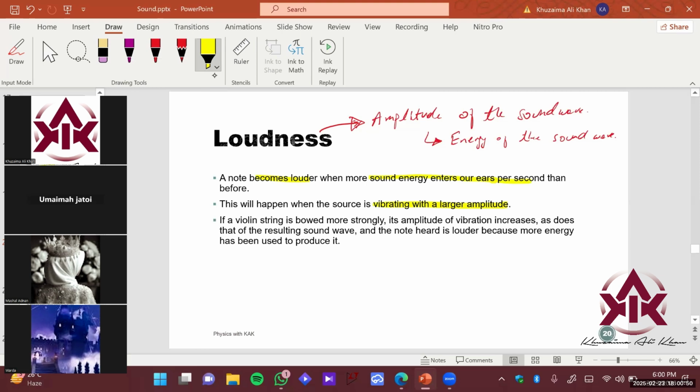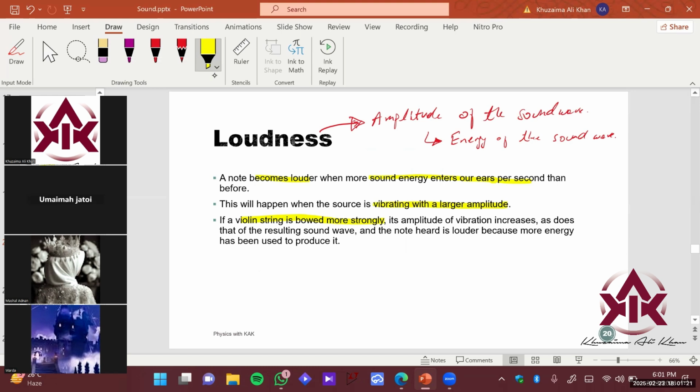So if a violin string is bowed more strongly, or let's say if you have a guitar and you hit the A string, the thicker one, which produces the loudest note in the guitar, you will hear a very loud note over here. If you start from the G string, that is the bottom one, the E string over here, we start to see that the bottom one has a very sharp sound. It is much less loud. And then if we go up, the note becomes louder, right?